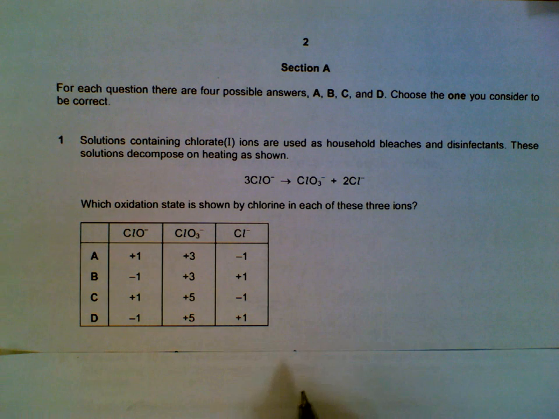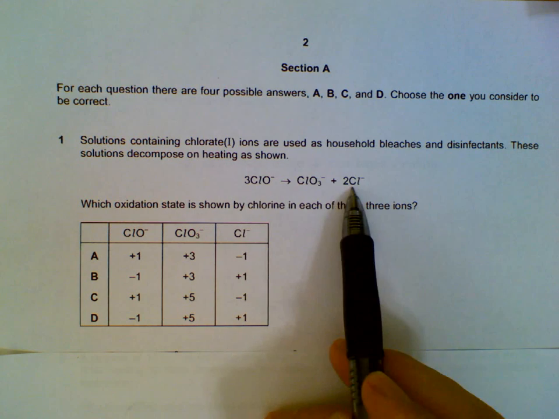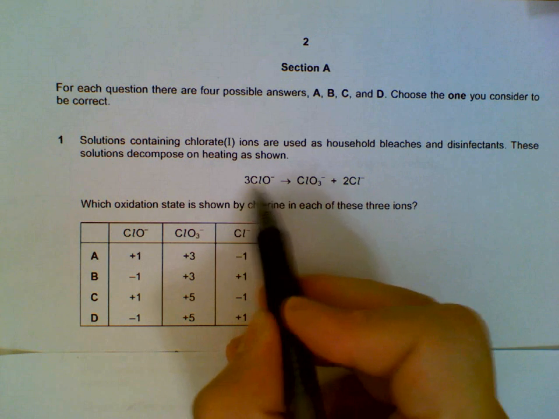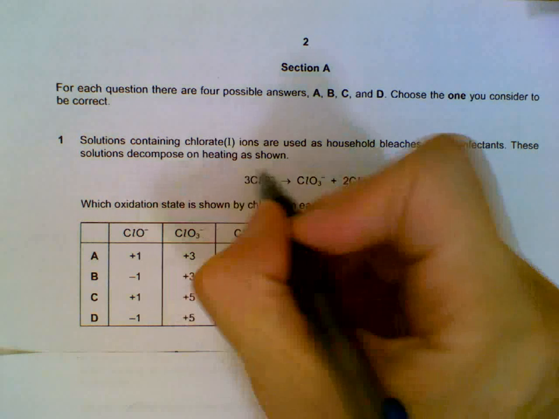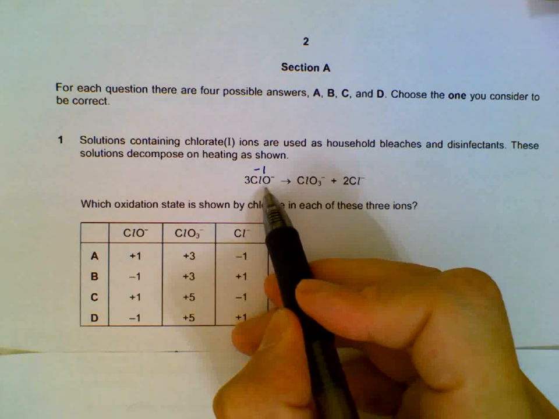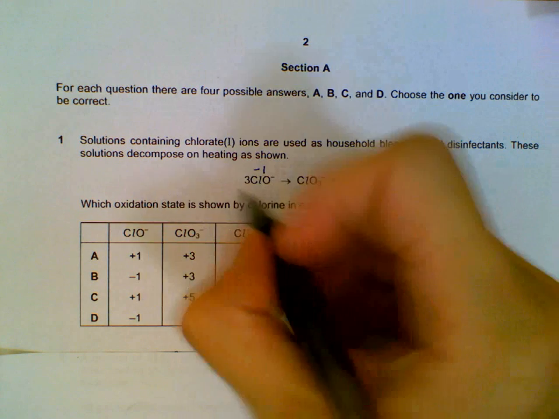Question 1, oxidation state of chlorine. We are supposed to find the oxidation states of chlorine inside here, here, and here. So we know that the total oxidation state, when we sum them up for this compound, is -1 based on the charge here. And we know that oxygen usually in a compound is -2.